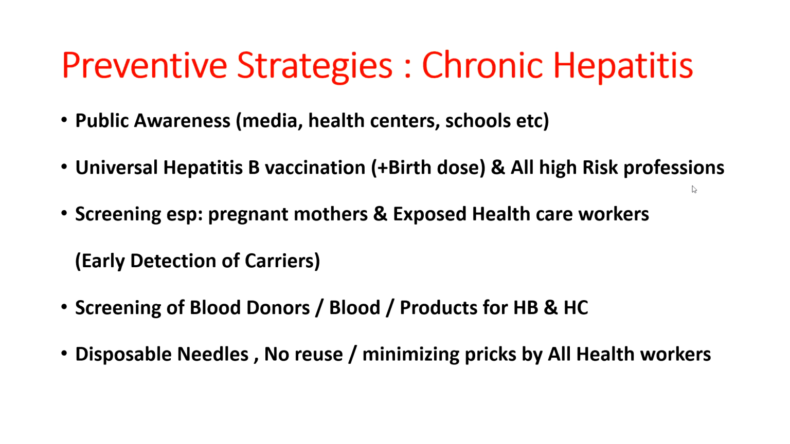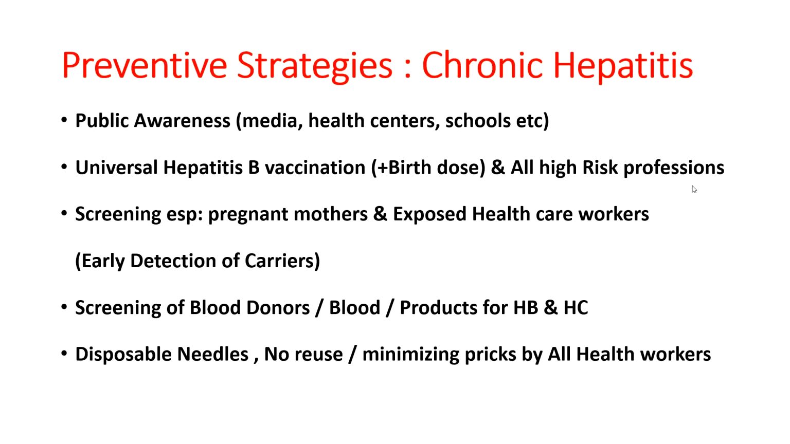So one thing is public awareness. The second point is that there should be a universal hepatitis B vaccination to prevent hepatitis B. There must be a birth dose along with BCG, and then the usual vaccination is given at 6 weeks, 10 weeks, 14 weeks. We must vaccinate and check all health care professionals, all high-risk professions.